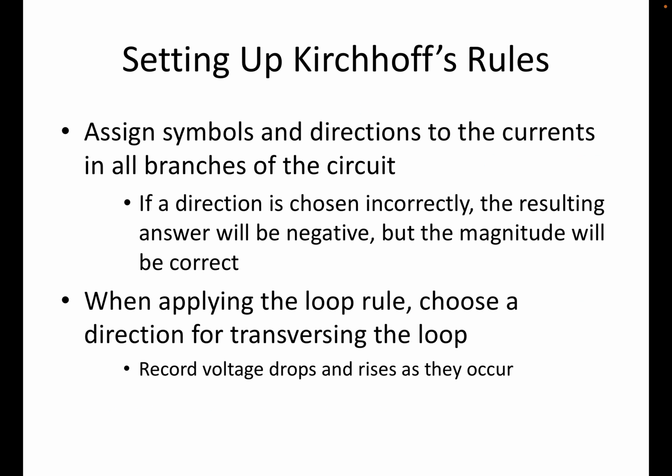To solve a circuit, we must first assign symbols and a direction to the currents in every branch. Don't worry if you choose a direction of current that is actually opposite to the current flow in real life. The answer will just come out negative. Then choose a direction for the loops, and we travel around the loop and apply the loop rule, recording voltage drops and rises as we go.